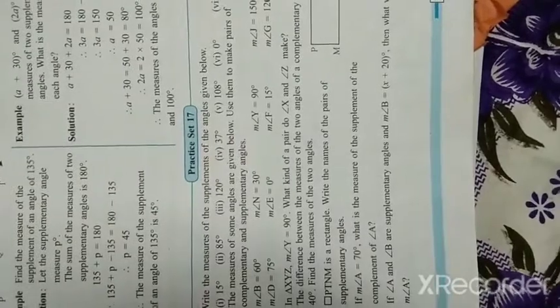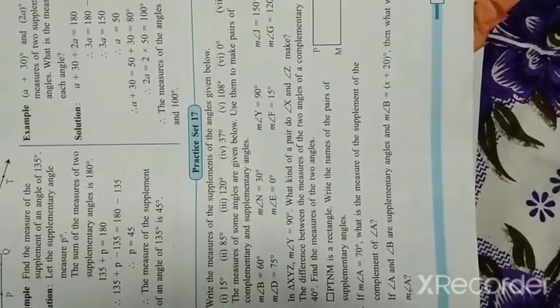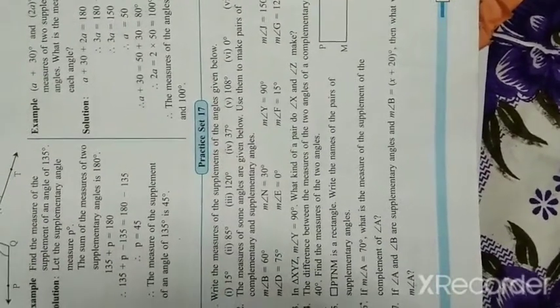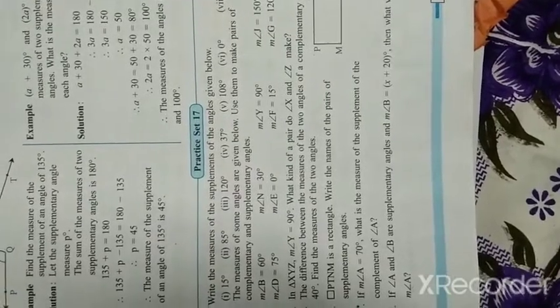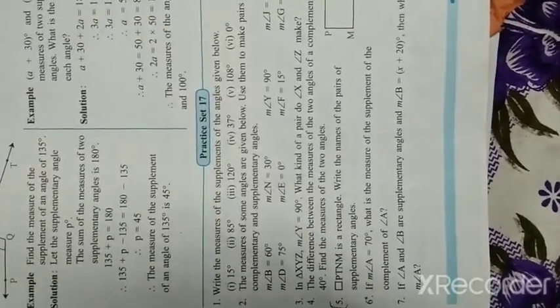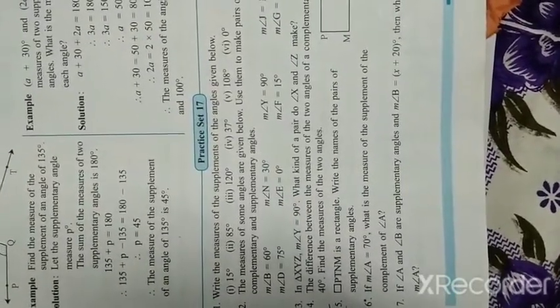So, the question is: PTMN is a rectangle. Write the names of pairs of supplementary angles. Again, we have seen that if the addition of two angles measures 180 degrees, they are said to be supplementary angles.